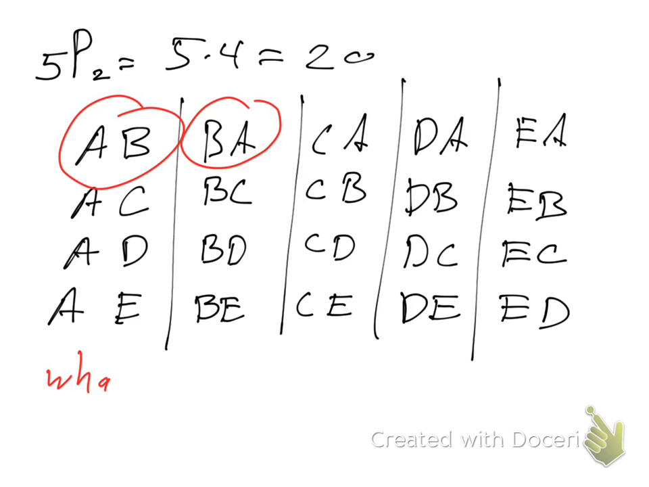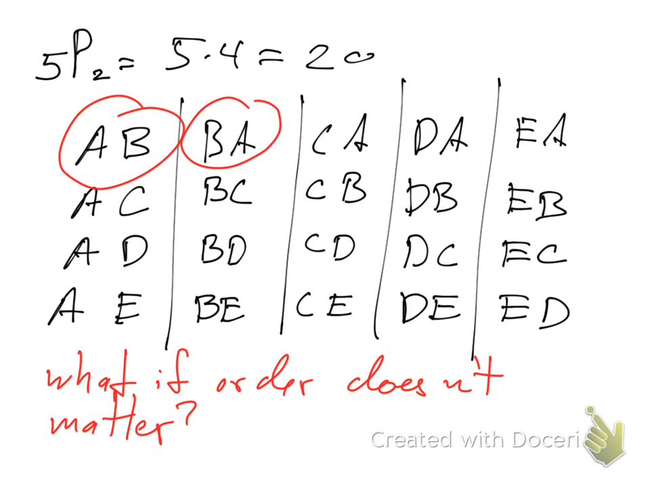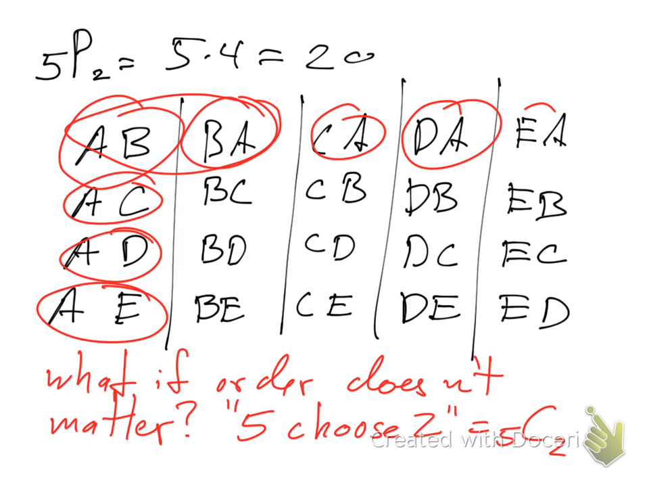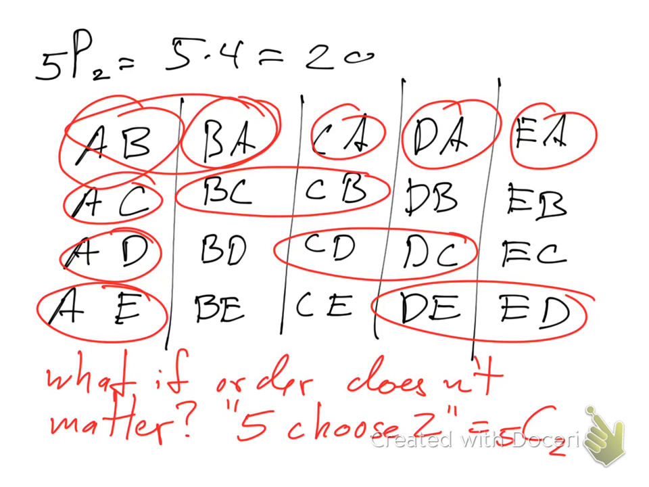But what if order doesn't matter? What if instead of having a first letter and a second letter, you just want to choose 2 of the 5 letters? And so, in fact, this is called 5 choose 2 and is written 5C2. So to understand what that is, notice AB and BA, if the order doesn't matter, are the same. And AC and CA are the same, and AD and DA are the same, and AE and EA are the same. BC and CB are the same, CD and DC are the same, DE and ED are the same.